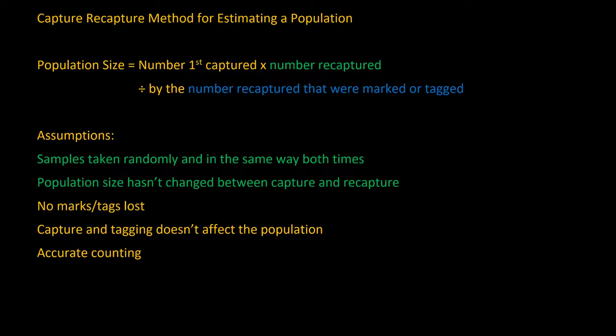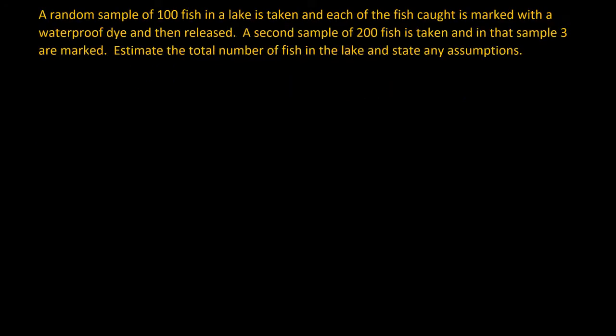So if a random sample of 100 fish in a lake is taken and each of the fish caught is marked with a waterproof dye and then released, and a second sample of 200 fish is taken and in that sample 3 are marked, estimate the total number of fish in the lake and state any assumptions.